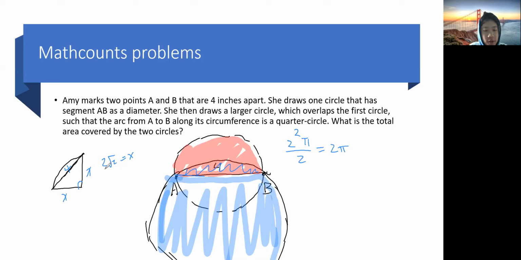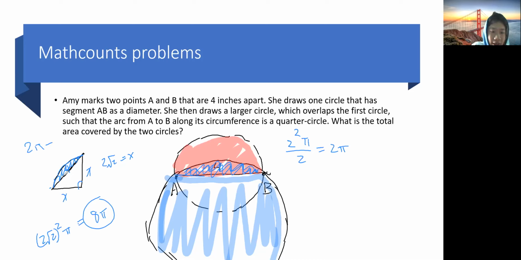So now, for the big circle, the area is going to be 2 square root 2 squared times pi. It's a big circle, 8 pi. Okay, so the area of the big circle is 8 pi. So now we've got to subtract out this little section right here that we don't know what that is. Well, that part is right here on the diagram, right? Well, if you look at this, this part is just the quarter circle area subtracted by this triangle here, right? The area of the quarter circle is going to be 2 pi because that's 1/4 of 8 pi.